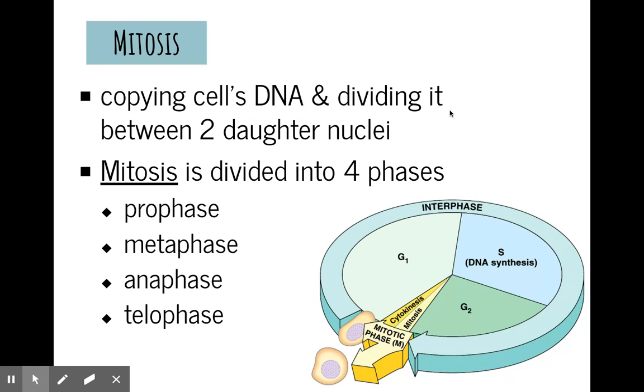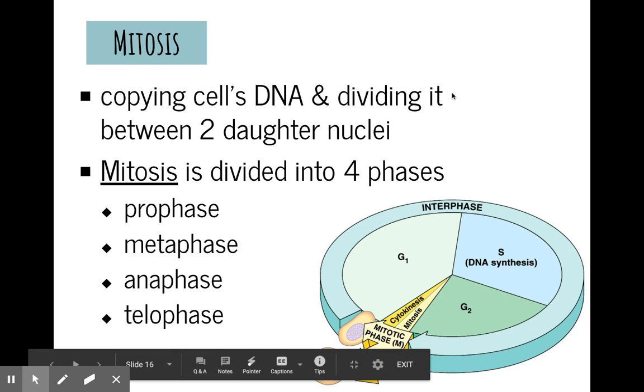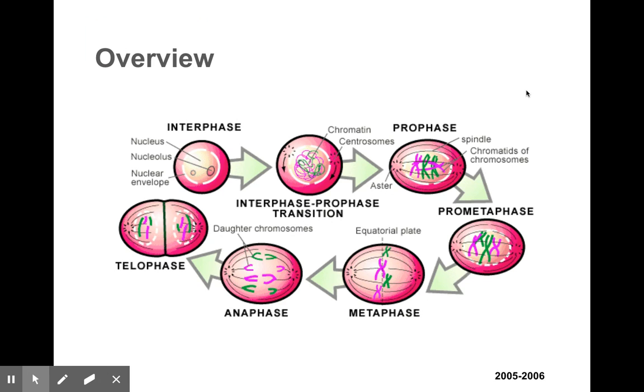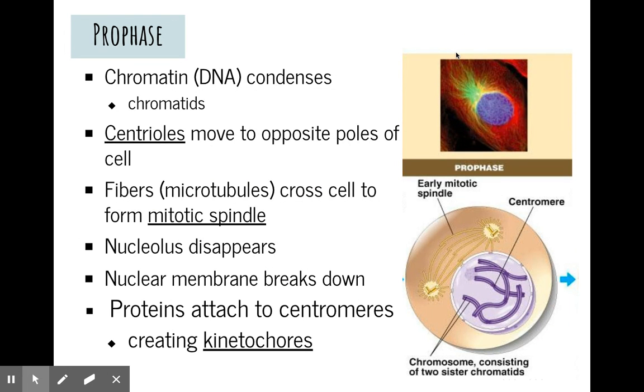Mitosis is the copying of the cell's DNA and dividing it between the 2 daughter nuclei. Mitosis is divided into 4 phases: prophase, metaphase, anaphase, and telophase, or as I like to say, PMAT, P-M-A-T: prophase, metaphase, anaphase, and telophase. Here's an overview of our cells going through mitosis. So as we said, they start in interphase, prophase, metaphase, anaphase, and telophase. Let's go ahead and look at each one individually.